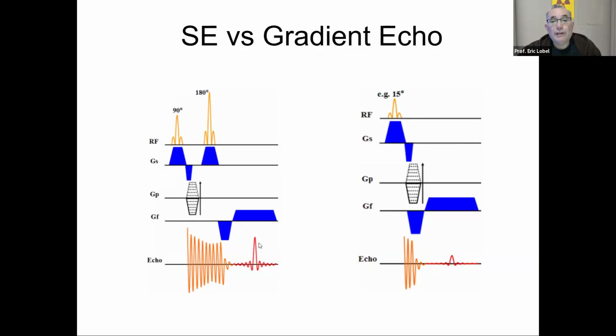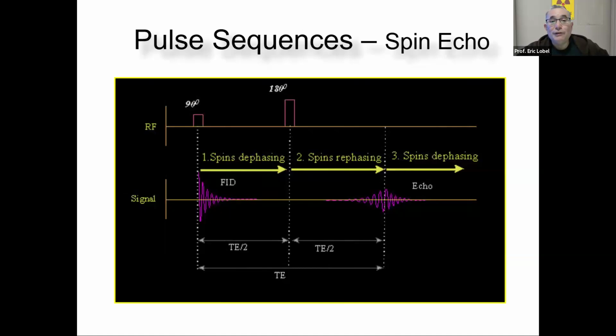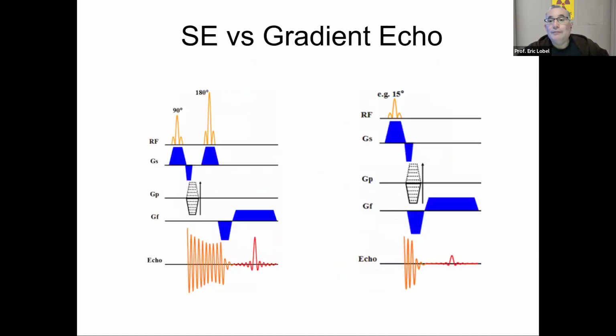Notice the spin echo has a nice big signal, and the gradient sequence pretty small. So we're going to go into what these things mean, of course, so don't worry about that. But what I do want to mention is you've already seen like 2 different looking things, right?